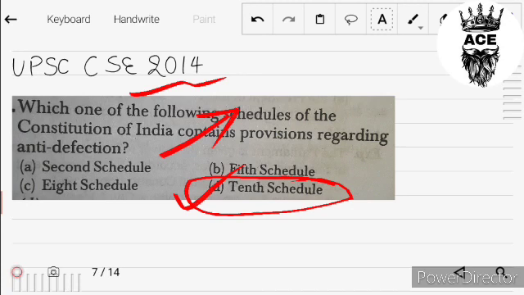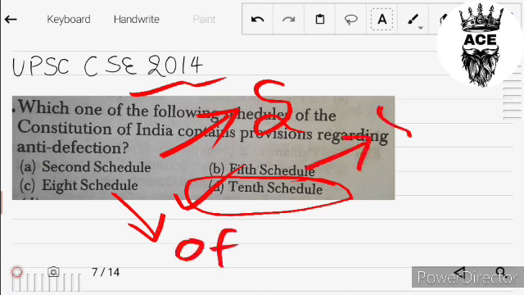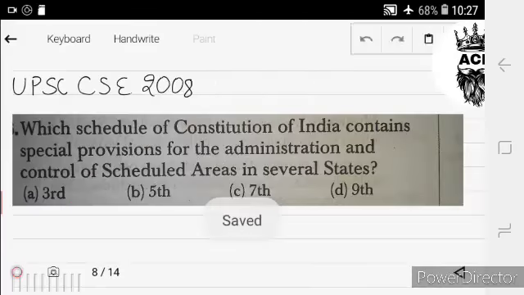But the second schedule is what? Please try to answer the question, because if you cooperate, then definitely you will get more. The second schedule comprises the salaries. The 8th schedule comprises the official languages. The 5th schedule comprises the scheduled areas and scheduled tribal areas. Are you getting my point?